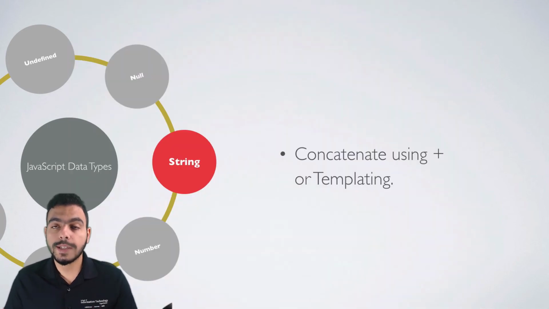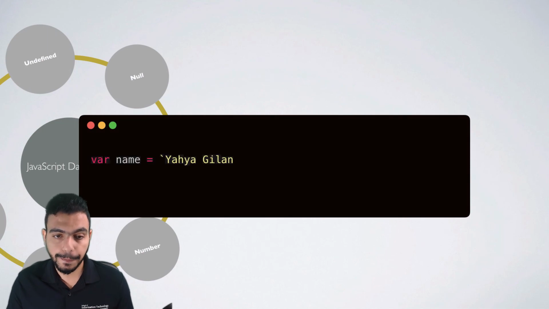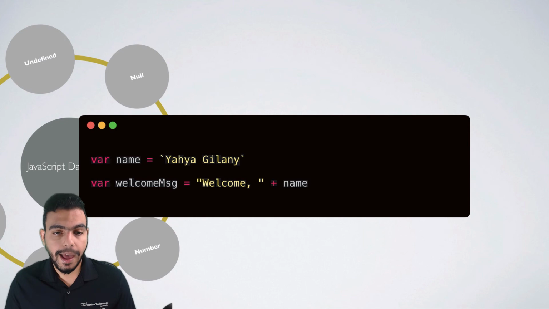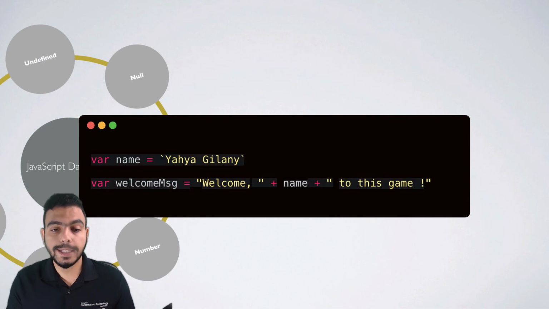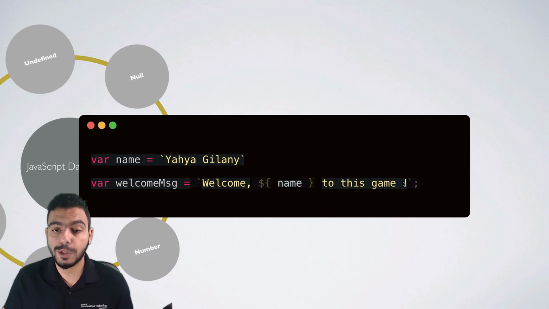Now we're still on strings, and let's talk about how you can concatenate different strings together. And here we have two ways. You can either use the plus sign like you'd normally do in Java, or you could use something called templating, and we'll see how we can do both right here. So the first one, if I had a variable with the name, and I wanted to concatenate that to a welcome message variable, I can say welcome, and then I have to leave a space here plus the name variable plus the other string, and this is how you could do it.